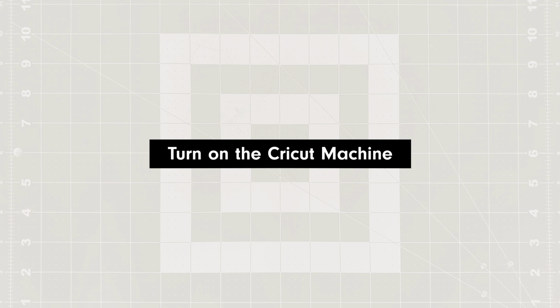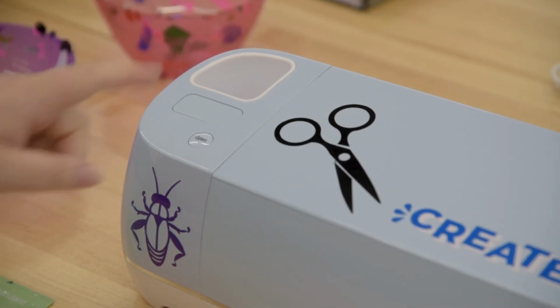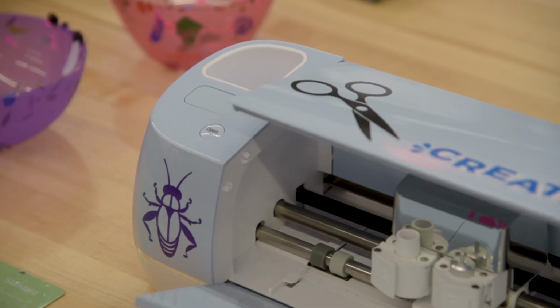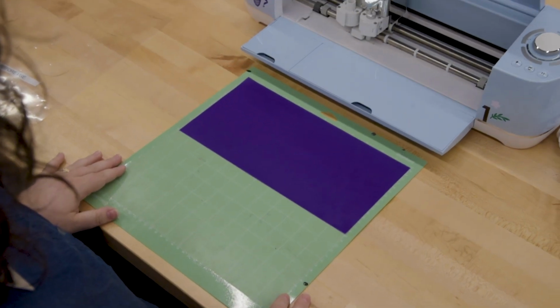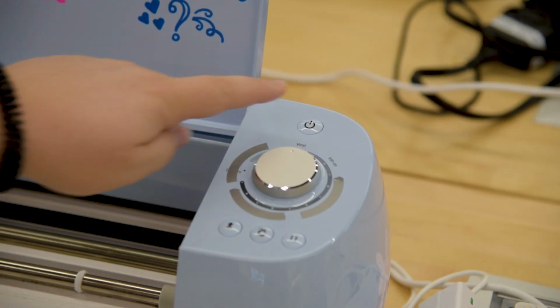It's time to turn on the Cricut machine. Press the Open button on the bottom left of the vinyl cutter machine. Next, press the Power button, located on the top right side of the machine.